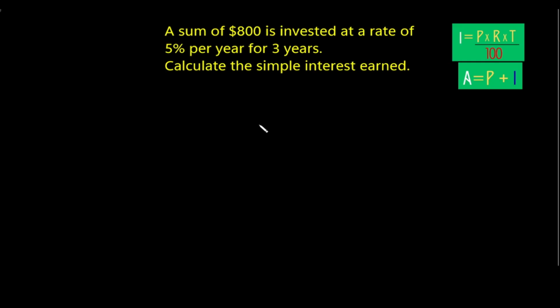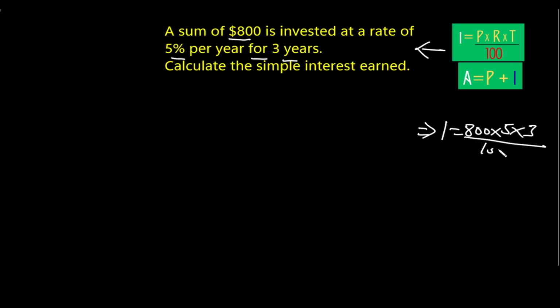But first of all, let's use this formula to calculate this question. The question says a sum of $800 is invested at a rate of 5% per year for 3 years. Calculate the simple interest. So if you are to use this formula to do this problem, we just input the values. First of all, the 800 is the principal, and then the rate is 5%, and also the time is 3 years.